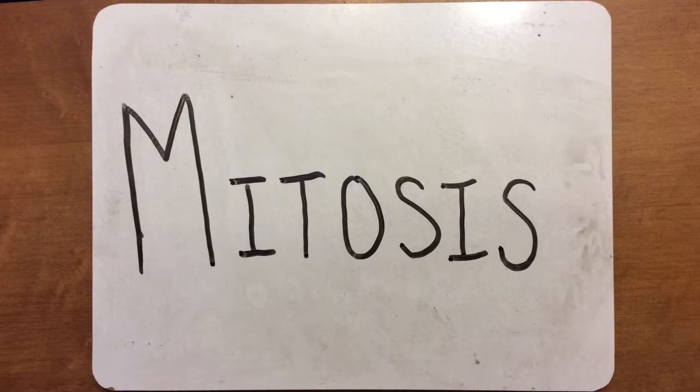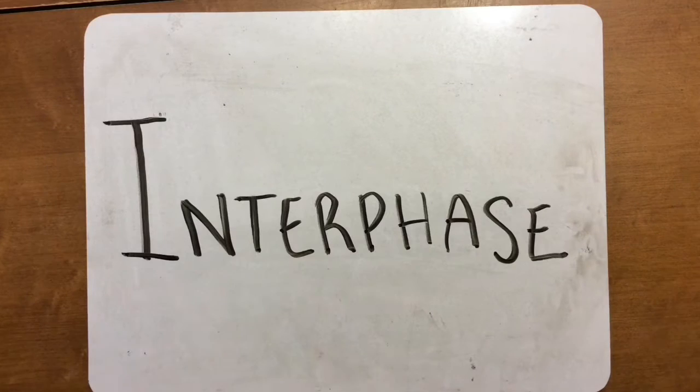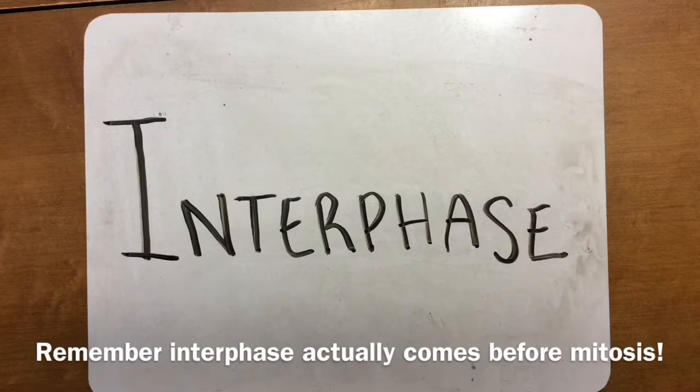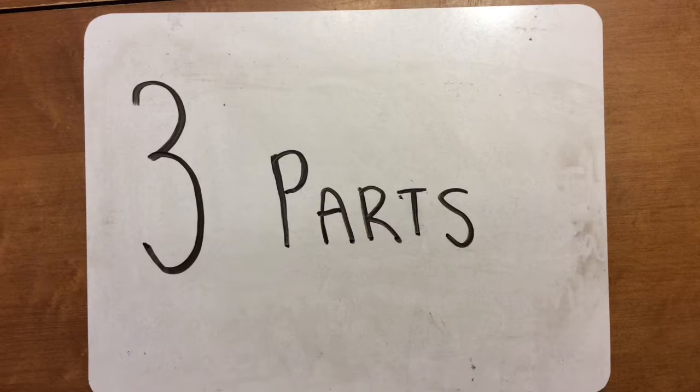Mitosis is the asexual cell reproduction of every cell in the body except for the cells in the gonads. It uses cloning so that every cell is a perfect copy of the parent cell and always has the same number of chromosomes. The first phase of mitosis is called interphase. There are three parts to interphase.